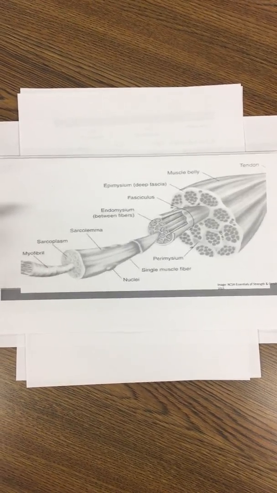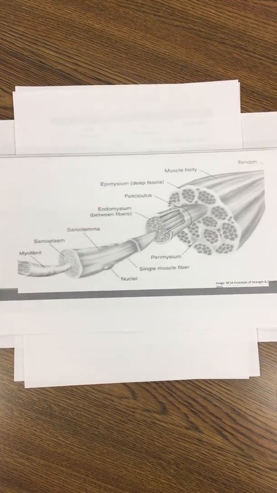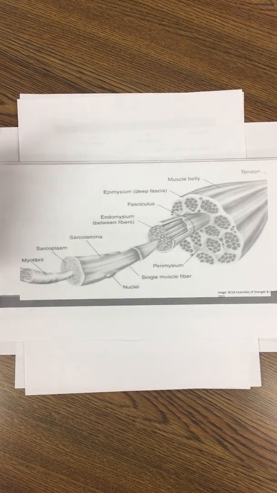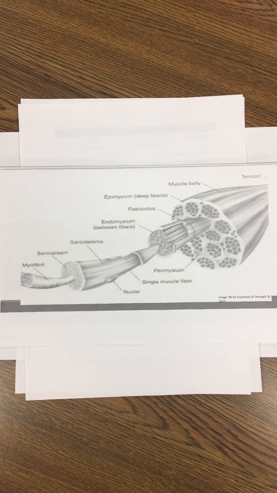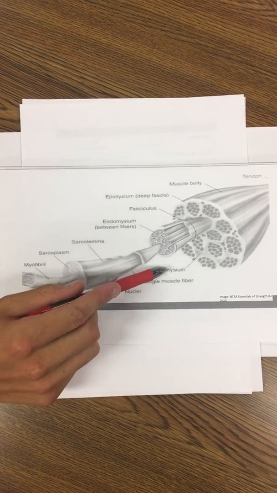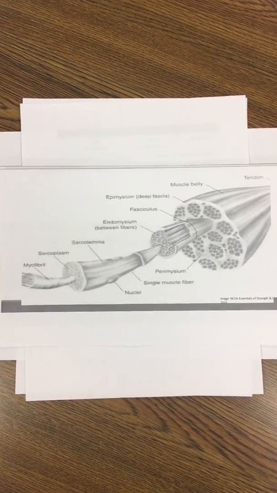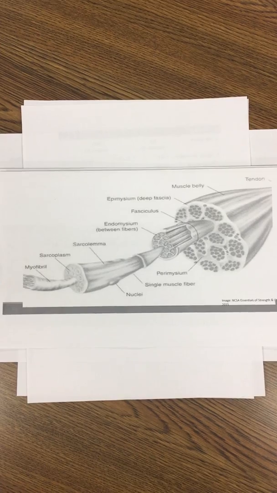Epimysium is the outer layer of connective tissue that surrounds the muscle. Fasciculus is a group or bundle of muscle fibers. Perimysium surrounds each fasciculus. Endomysium is the microscopic level of connective tissue that is surrounding each of your muscle fibers.